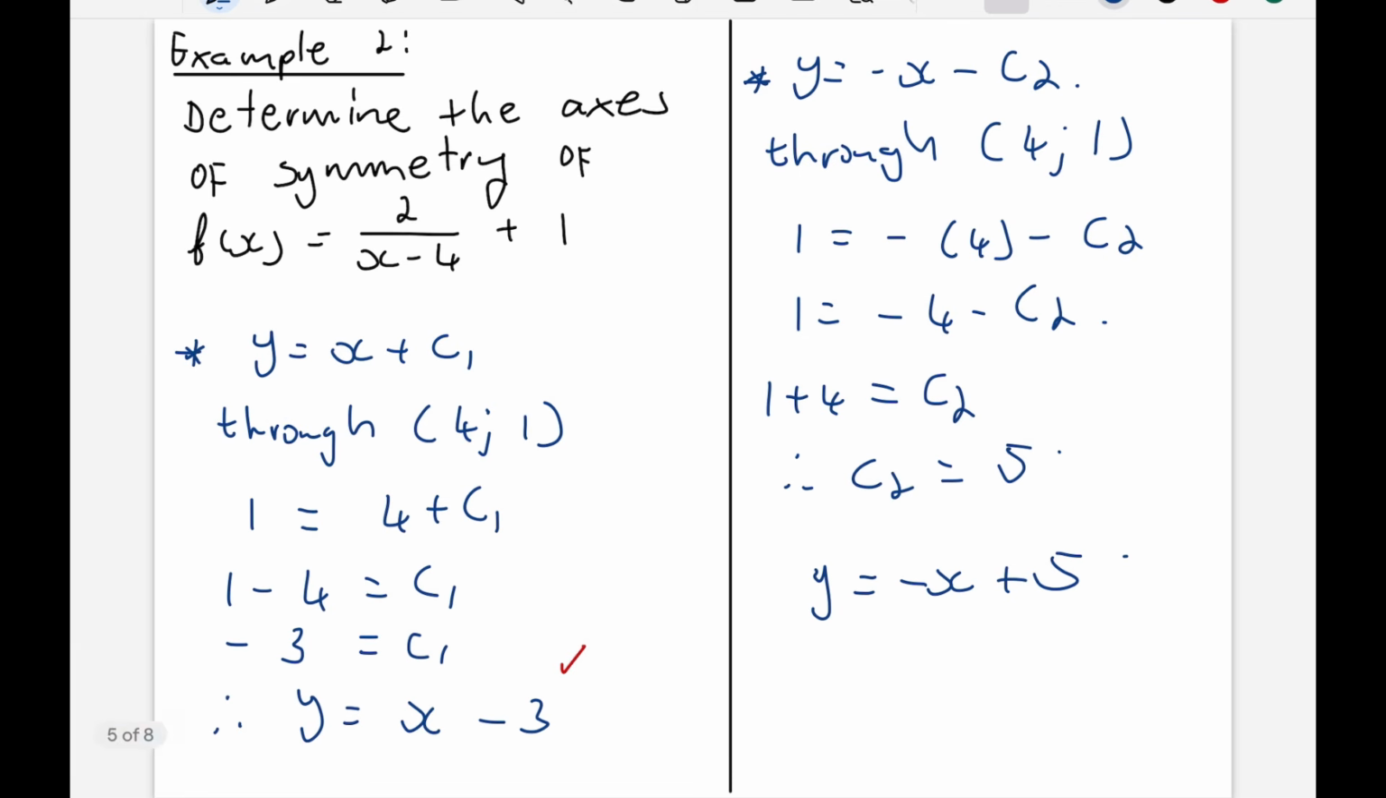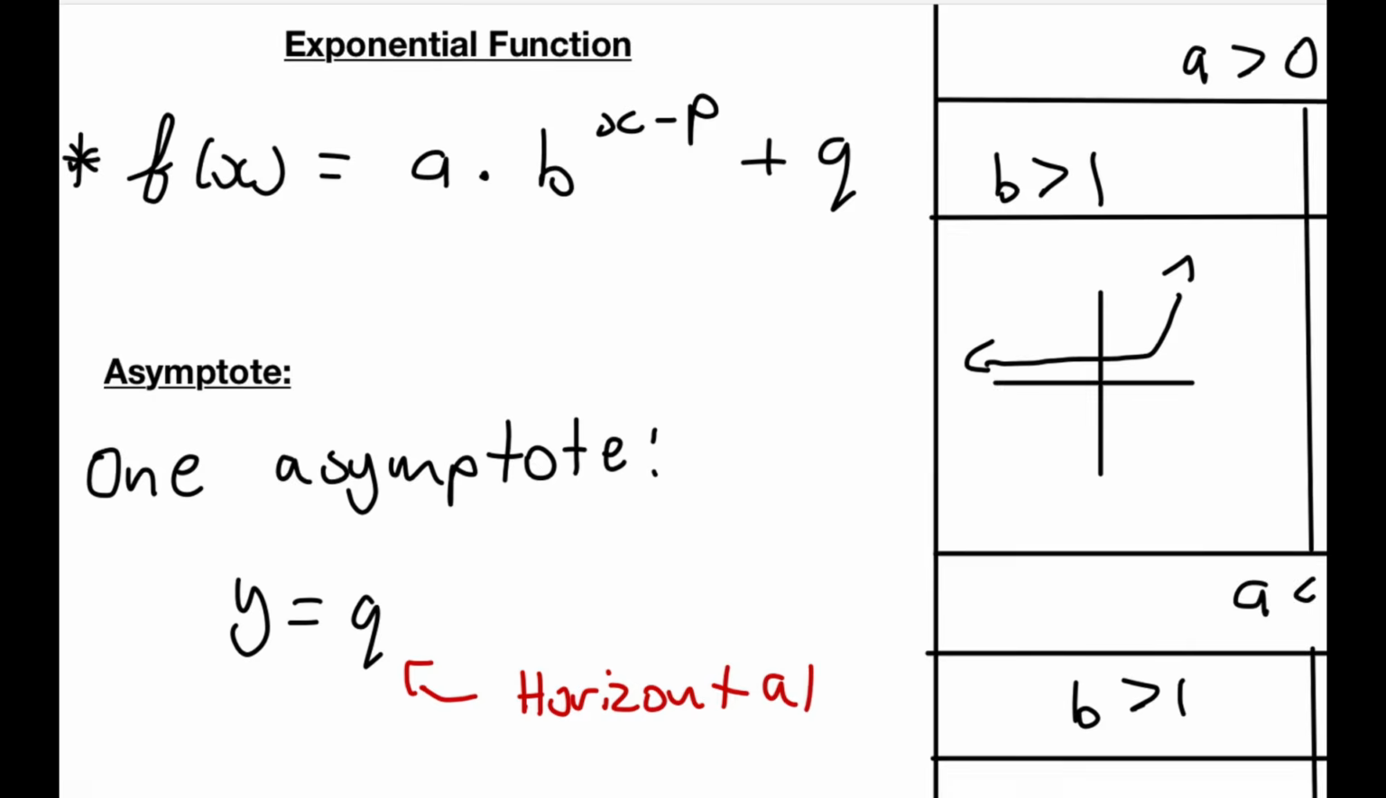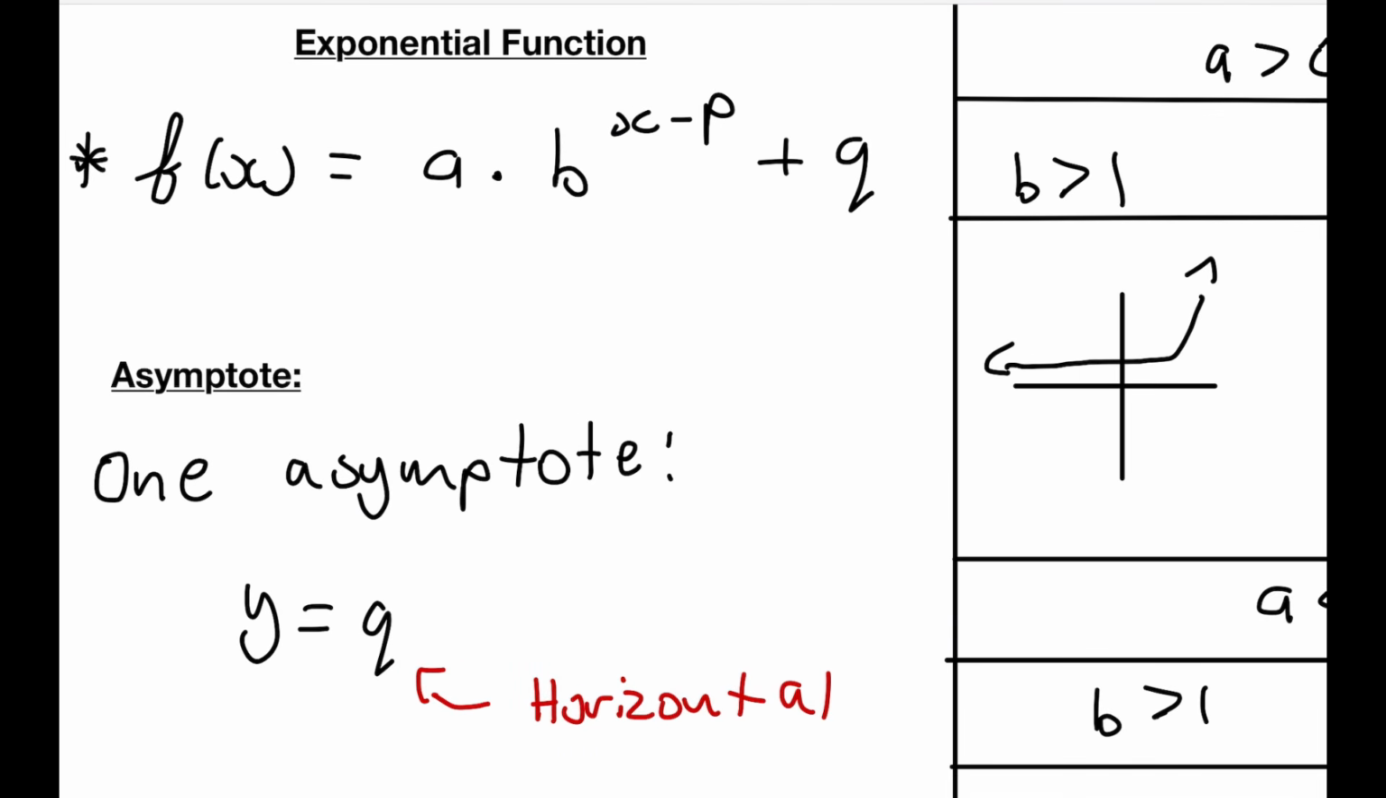Now, let's talk about the exponential function. In my experience, a lot of learners hate the exponential function. I'm not so sure why, but I think it has to do with its shape. The exponential function is in the form f of x is equal to a times b to the power of x minus p, plus q. This graph also has an asymptote, but just one. y is equal to q, the horizontal asymptote. Please note, yes, there's a p there. It is not an asymptote.